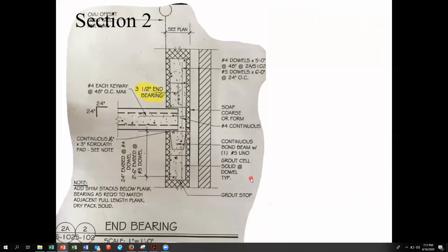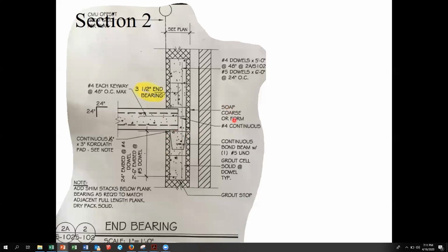And here's section 2. Okay. So section 2, there's your hollow core plank. And there's a 3.5-inch end bearing. So from the face of the block to 3.5 inches in, that's how much of the hollow core plank is bearing on an 8-inch block. I always thought that really was not a lot, but then again, I didn't design it.